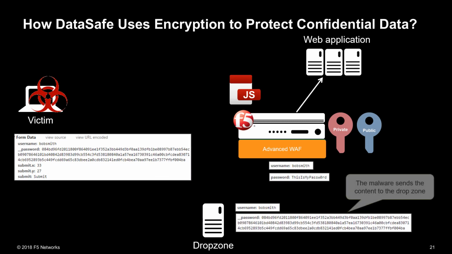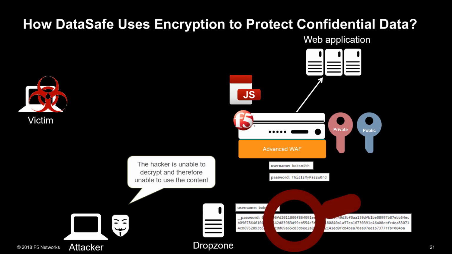The malware, however, which sends this username and password to the drop zone, will send it in an encrypted form with a key that the hacker doesn't have. So therefore the attacker is not able to decrypt and therefore not able to use the content. So the username and password are useless to the attacker. And again, this is a unique feature for F5. So this is really a differentiator from the competition.